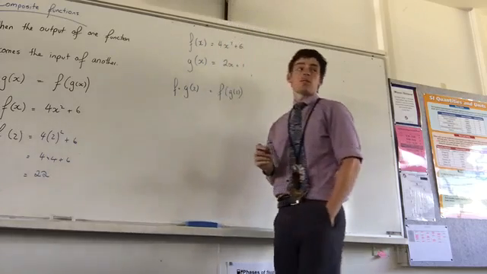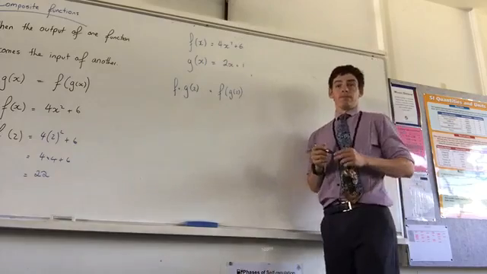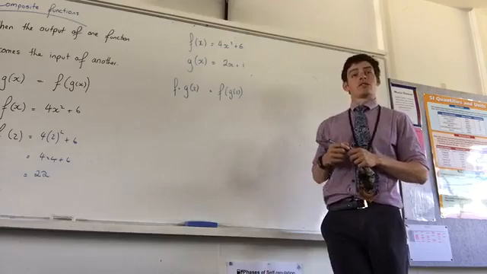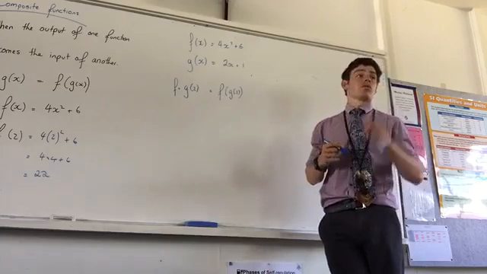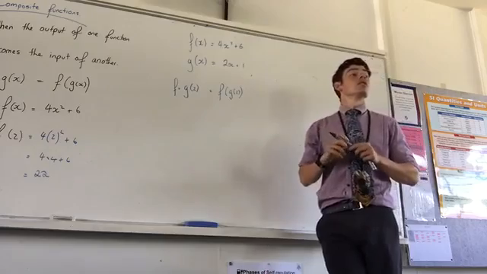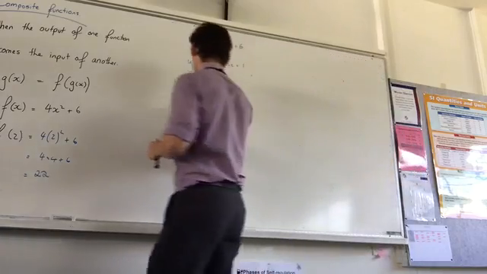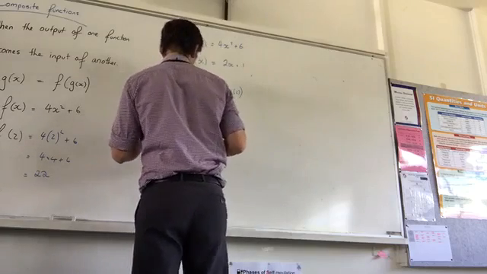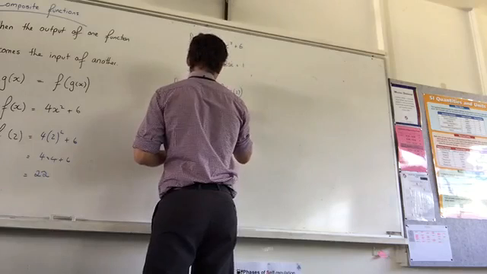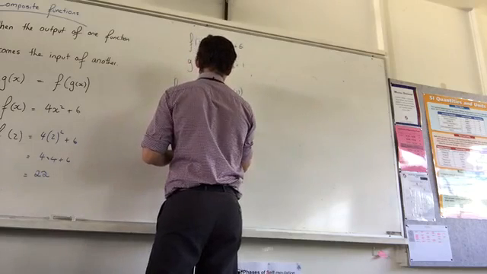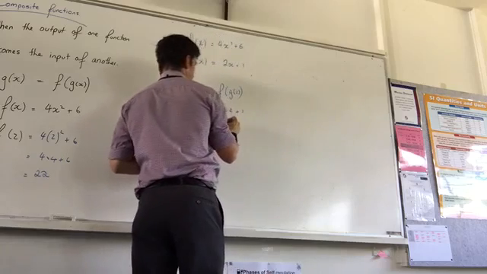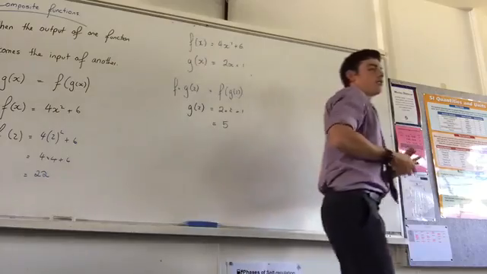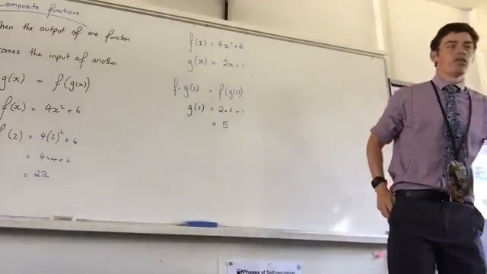So what's our first step? Yeah, so before we can sub it into our f function, what are we going to solve, Jet? Yeah, so I would find out what g of 2 equals first. So g of 2 equals 2 times 2 plus 1, which equals 5. Mental math is out of this world.